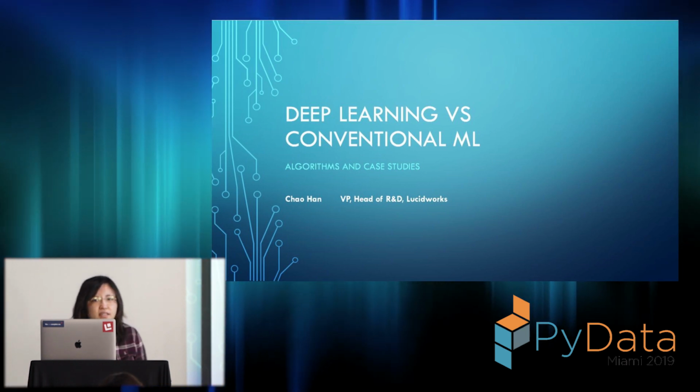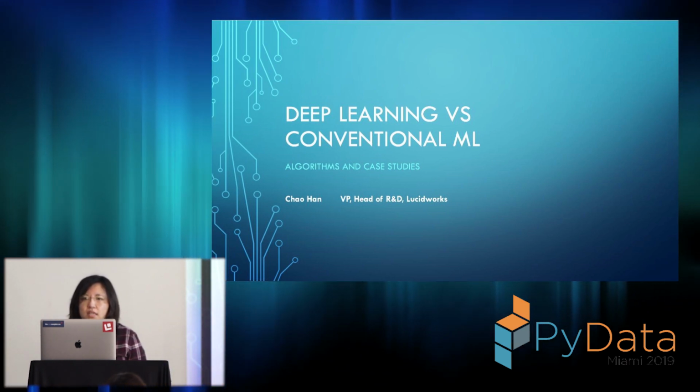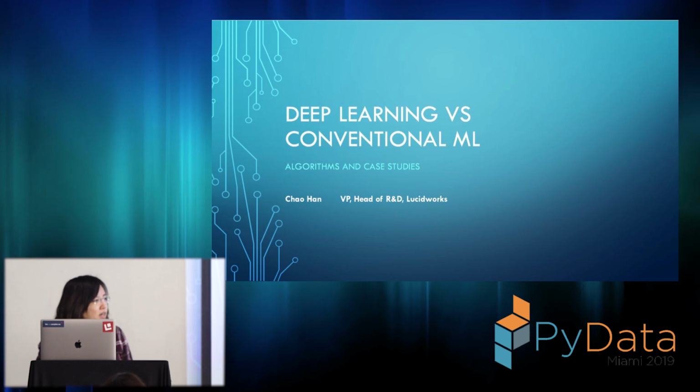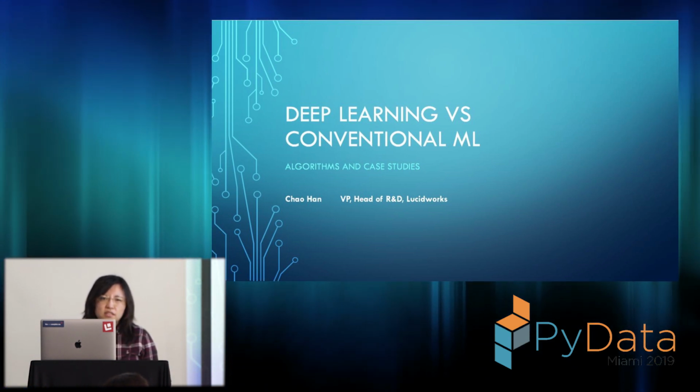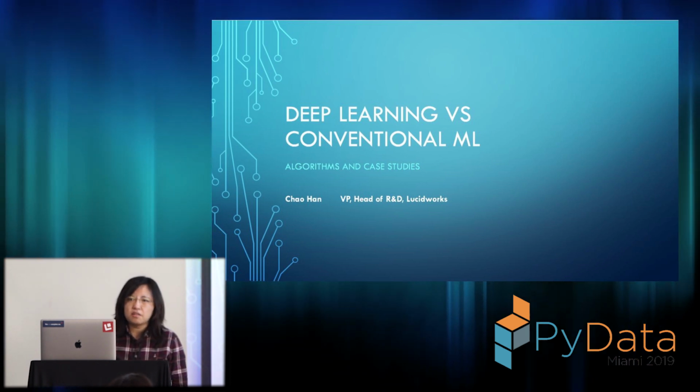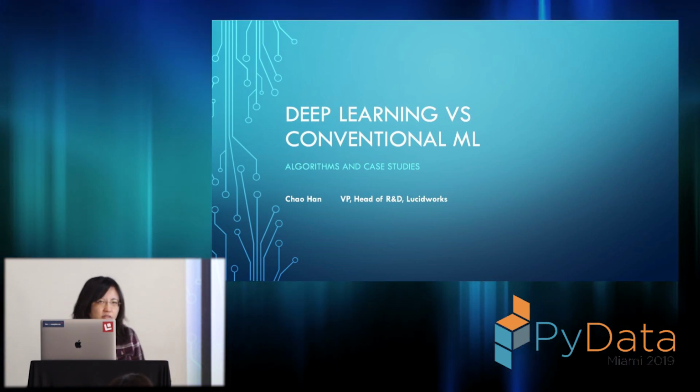My name is Chao. I lead the data science team at LucyWorks. LucyWorks is a search and text analytics software company, and we're bringing more and more deep learning into our software. So today I'd like to talk about deep learning.